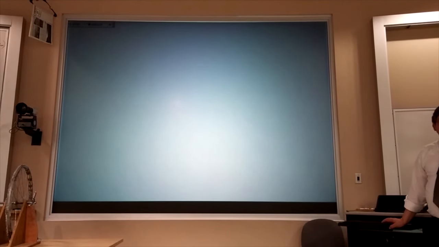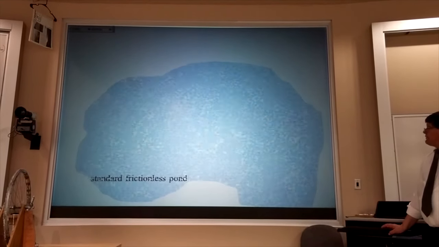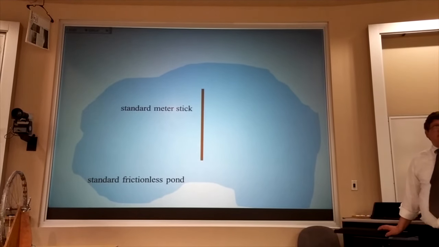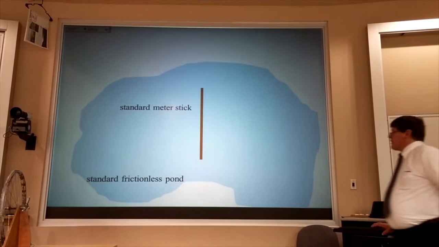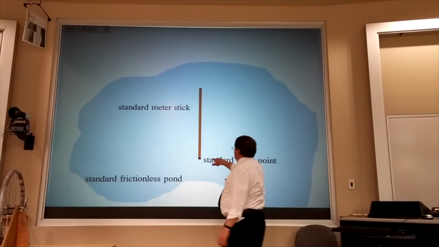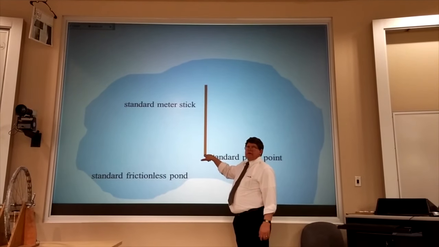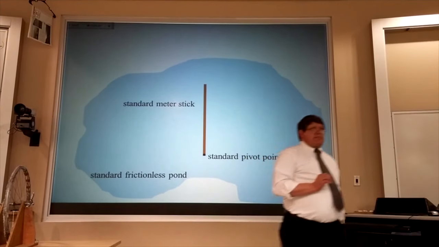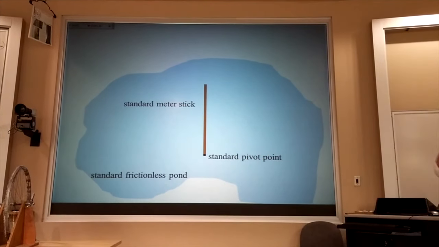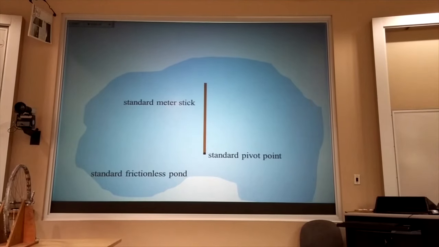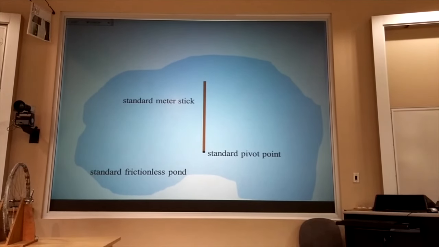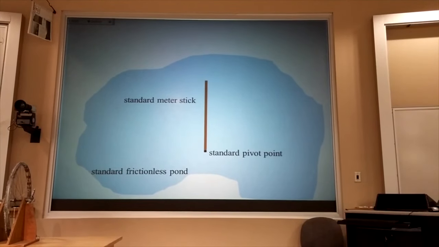Now, let's go on that field trip again to the big field of snow where there's that frictionless pond. We're going to lay that same standard meter stick down, but this time we're going to drive a stake, a pivot, through the end of that meter stick. And that's a special pivot that is frictionless, okay?